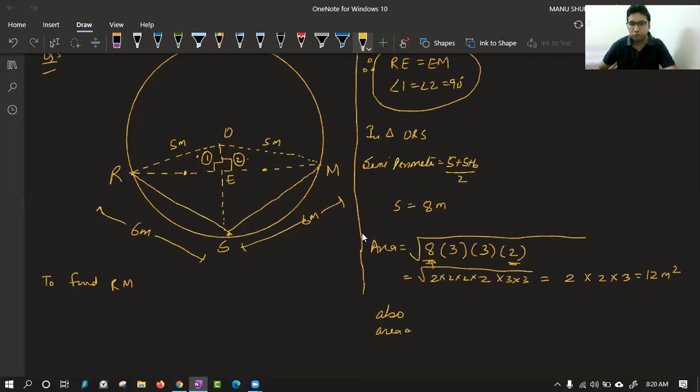So we can say now also, area of ORS is equal to half into base, that is OS, into height, that is RE.